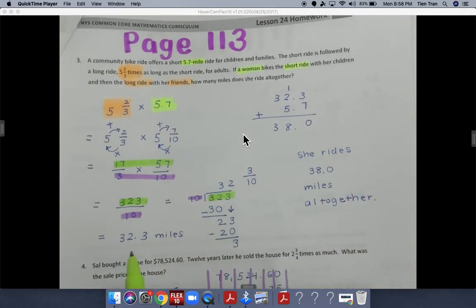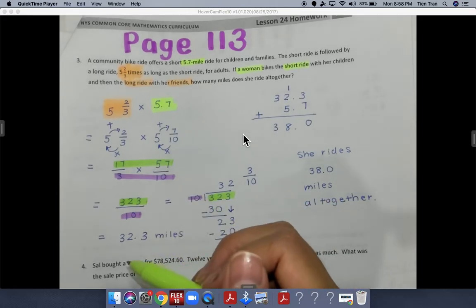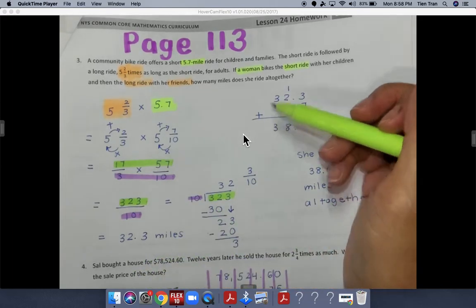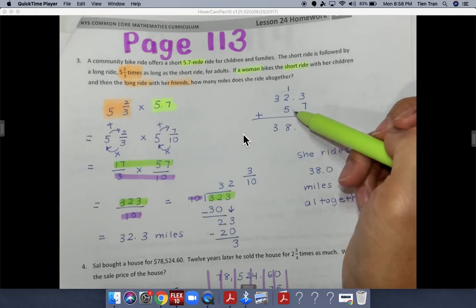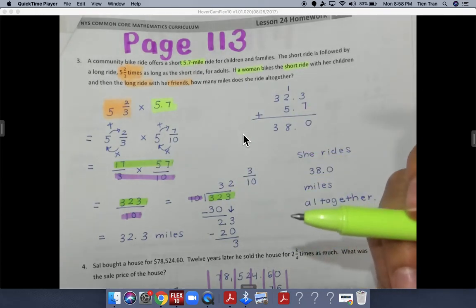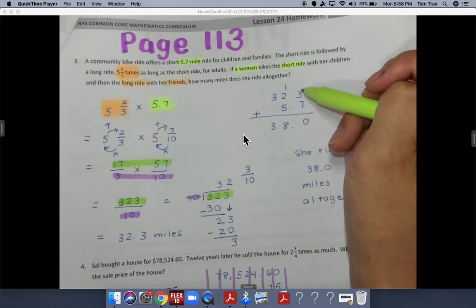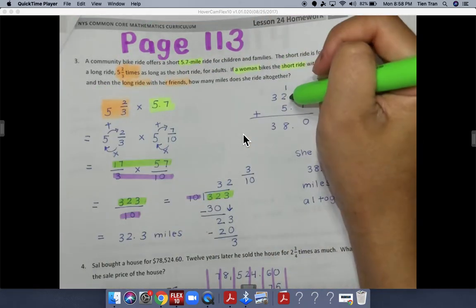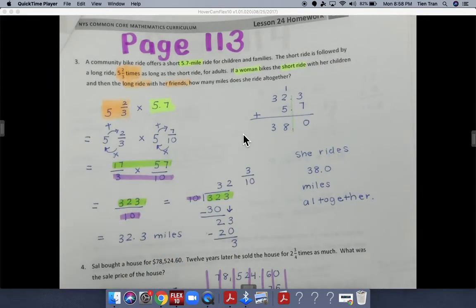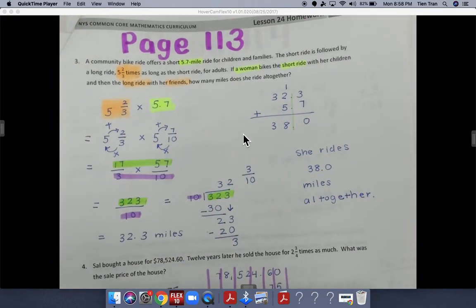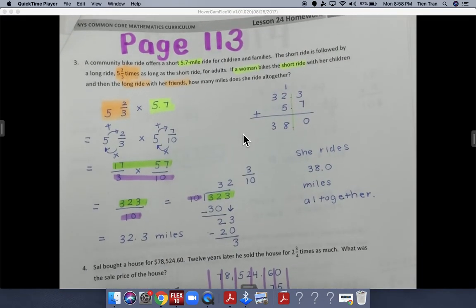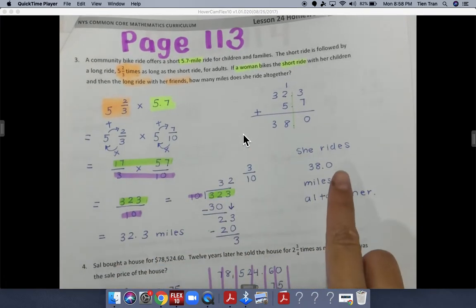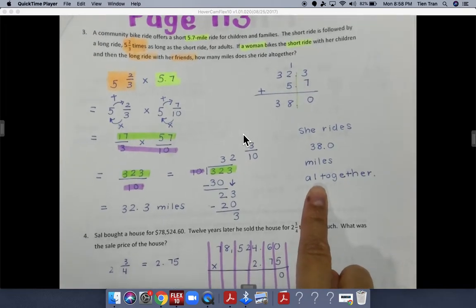Okay, so that's what I wrote right here. With that 32 3/10 miles, I'm going to add 5.7 miles to figure out how many miles she rides altogether. So 7 plus 3 is 10, carry the 1, bring down the 0. Don't forget to bring down your decimal. When you're adding or subtracting, you just bring it right down. 2 plus 5 is 7, plus 1 is 8. And bring down your 3, you get 38 miles altogether that she rode with her friends and her children.